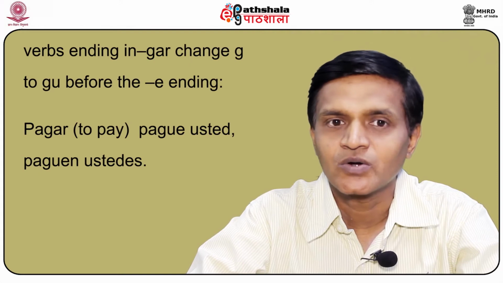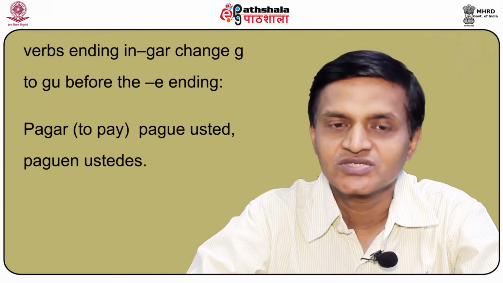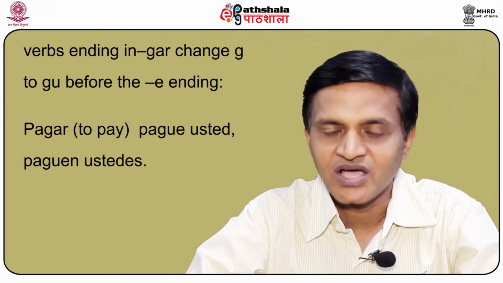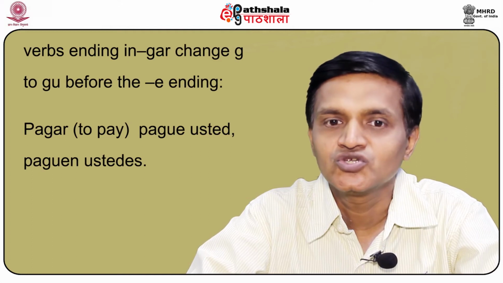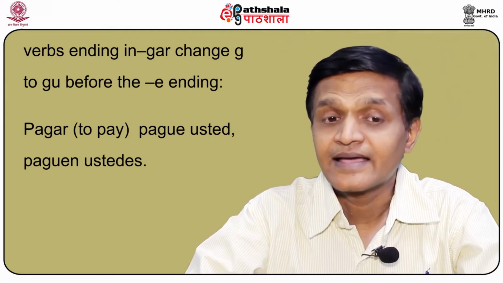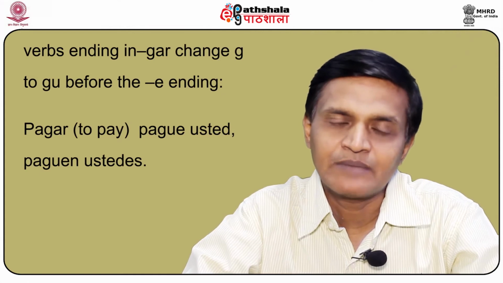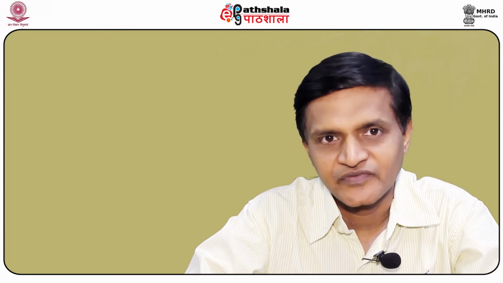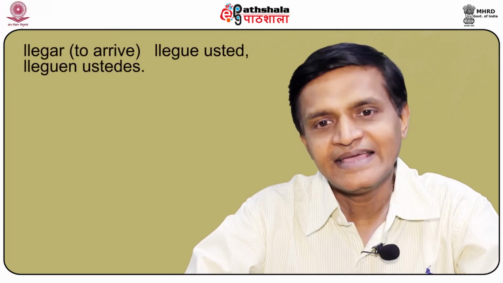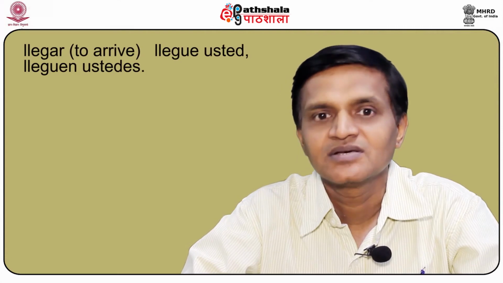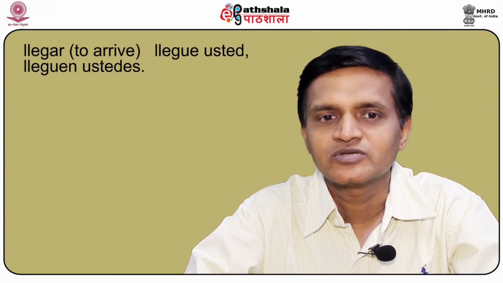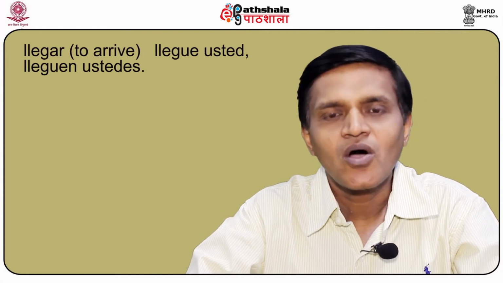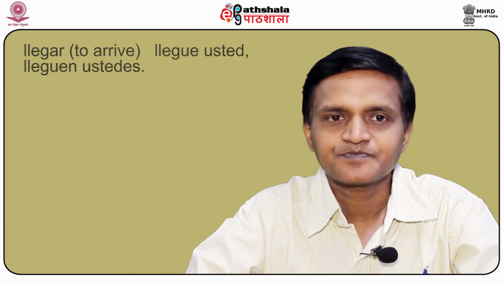Sometimes exceptions also occur while changing the conjugations, which we are going to describe here. Verbs ending in GAR change G to GU before the E ending. Llegar. We had taken the example of pagar, pague or paguen ustedes. Now we are talking about another verb, which is llegar, to arrive. Llegue usted, lleguen ustedes. So pagar changes to GU, which is pague, paguen. Llegar, to arrive, is llegue usted or lleguen ustedes.